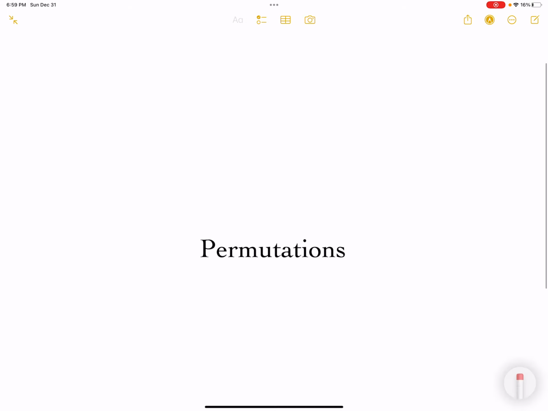Permutations. Hi, my name is Arul, and I'm going to teach you about permutations. Well, what is a permutation? A permutation is a number of ways a certain set of things can be arranged, where the order matters. Permutations can also be known as arrangements.